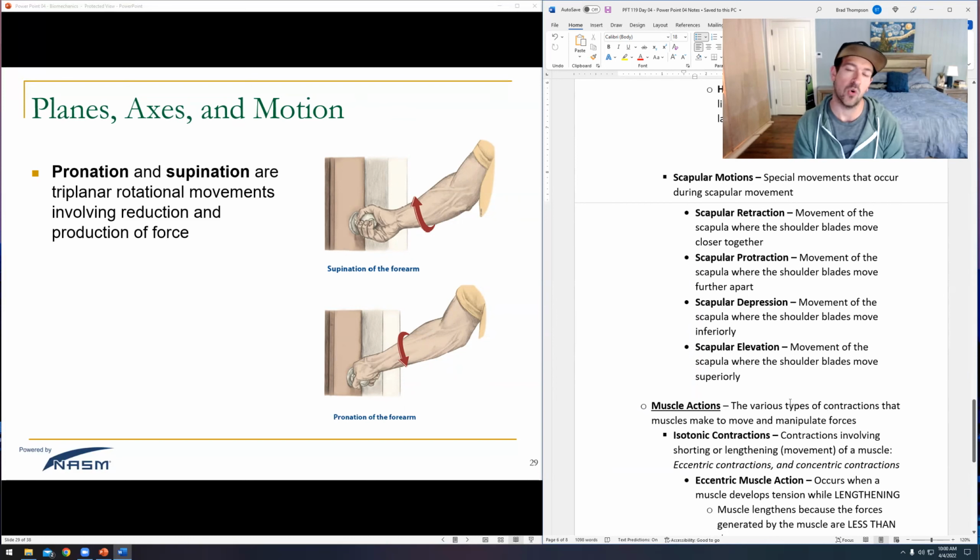The other one we've got for rotation is pronation and supination. Remember we talked about that, twisting up or twisting down. Those are also transverse movements. They're rotational movements. You're either producing force or reducing force. But again, I'm moving supine, give me sup, or I'm moving prone.